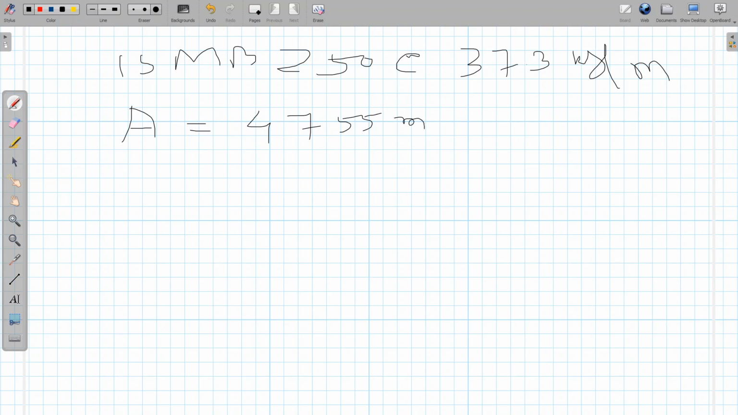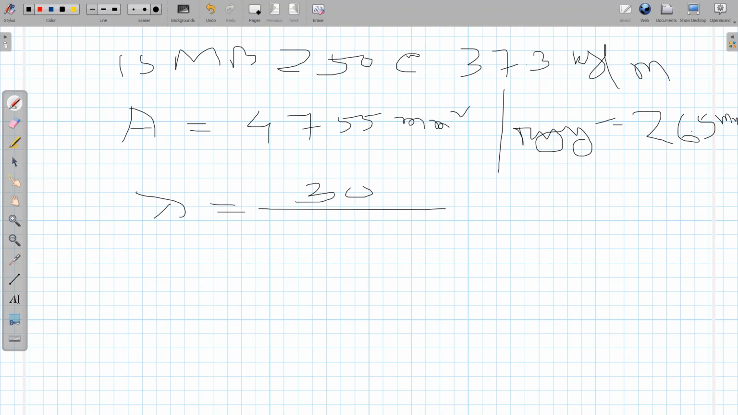Its area given in the steel table is 4755 mm square, and R minimum, that is RYY, given in the steel table is 26.5 mm. So what is our objective? Our objective is to get the lambda value quickly. Lambda value is 3000 divided by 26.5. So that comes out 113.2. This is also less than 180, so we can say it is safe.